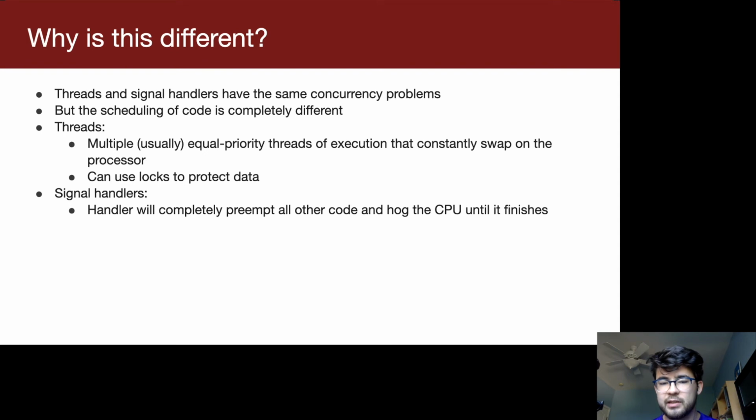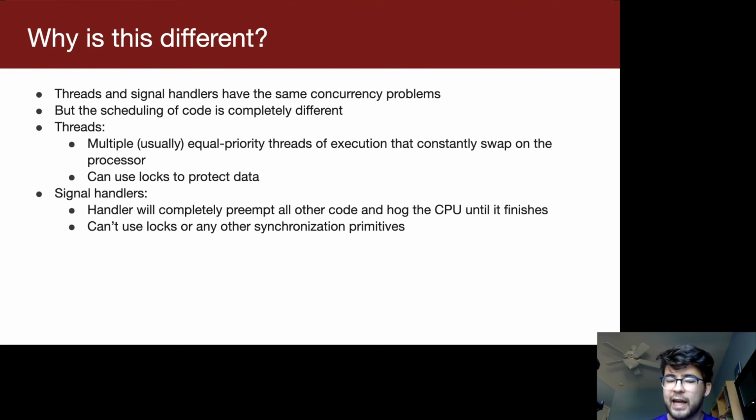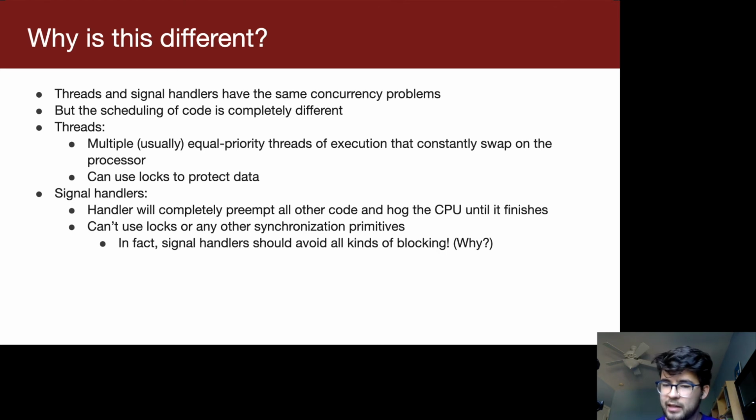With signal handlers, the handler completely preempts all other code. So if you have anything running, doesn't matter, drop what you're doing, jump to the signal handler, and the signal handler is going to run until it finishes. Because of that, you can't use locks. You can't use any other synchronization primitives. The only thing you can do is to disable signal handling. In fact, you should not do anything that causes blocking in a signal handler. You should not call read in a signal handler. You should not call waitpid with WNOHANG in a signal handler. You should not call sleep in a signal handler.